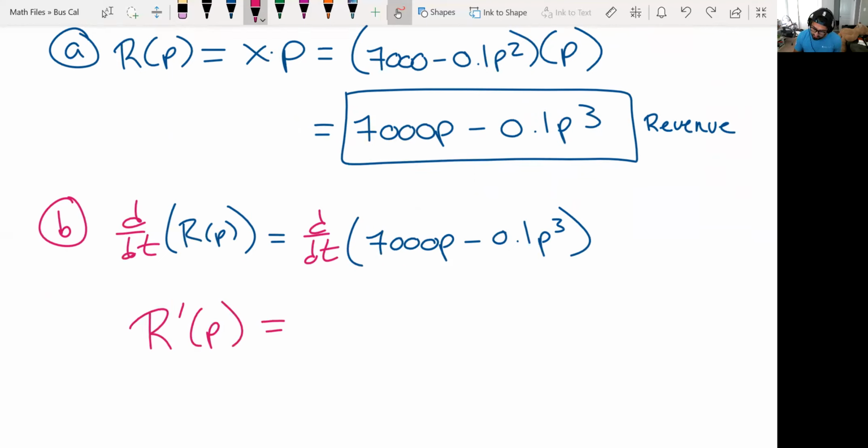This is going to be 7,000 P prime minus the implicit derivative of P cubed with respect to time. This 3 will come down and multiply the 0.1. So if you have 10 cents and you tripled it, you now have 30 cents. So you're going to get 0.3 P squared P prime. There's our derivative. That's done.